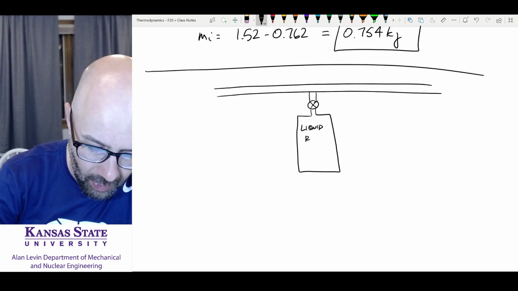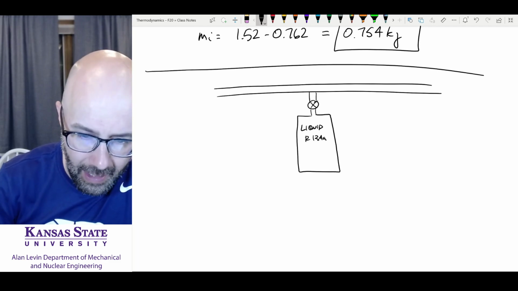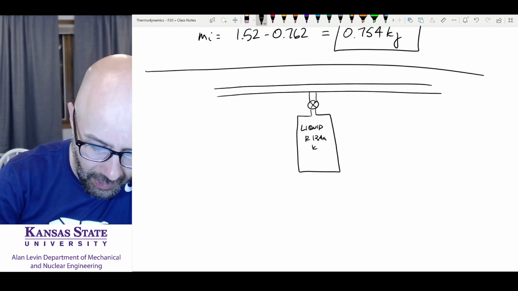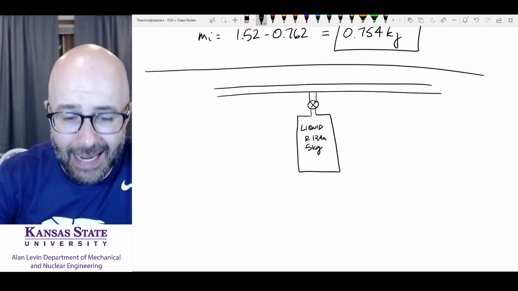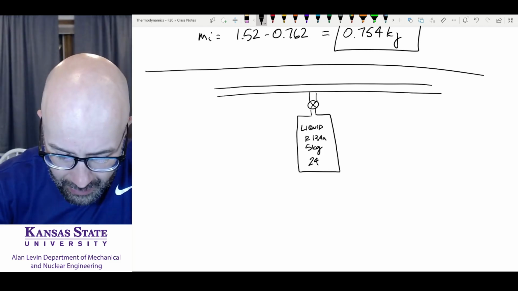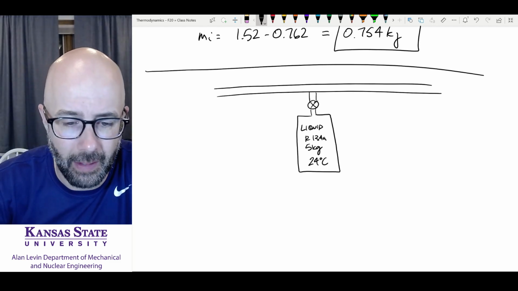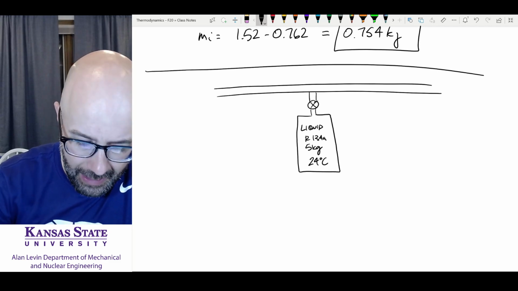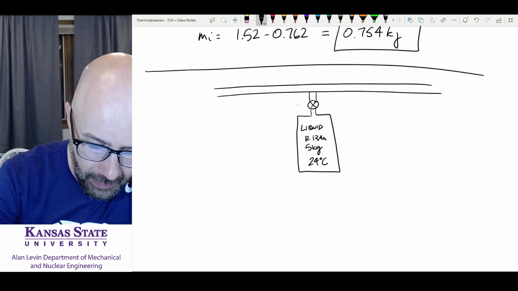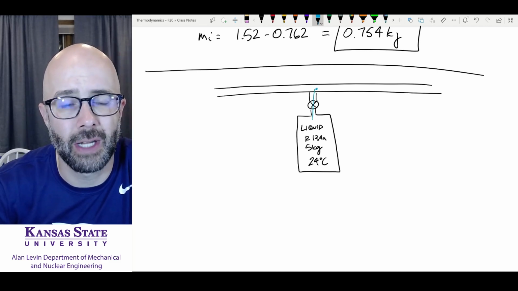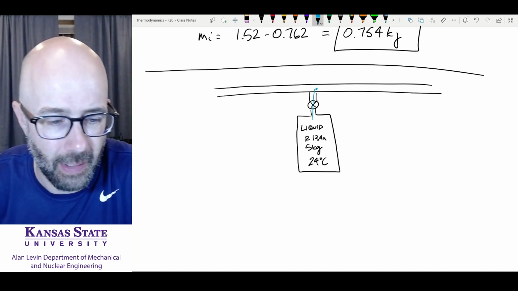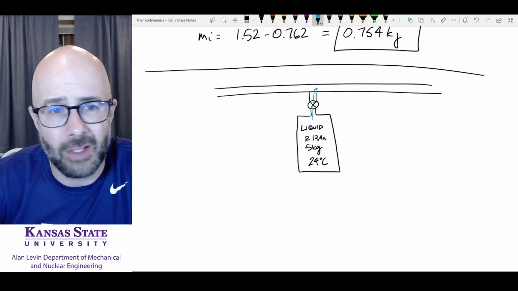Now we're going to use R134A here, and we're going to say it's a 5 kilogram container, and it's at 24 degrees Celsius. What we want to do here is this refrigerant is going to go out into this line to charge it up, to fill it up. So let's read the problem statement.